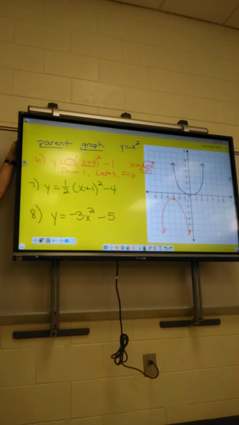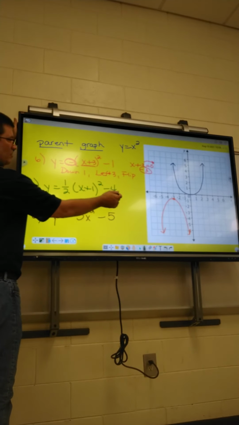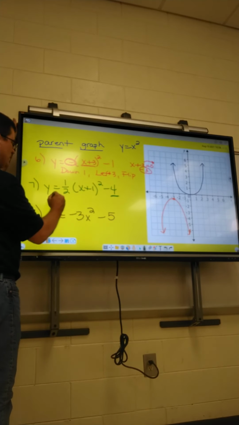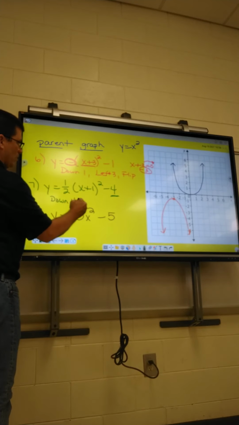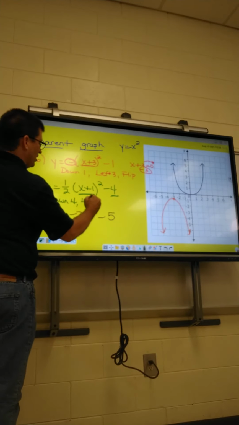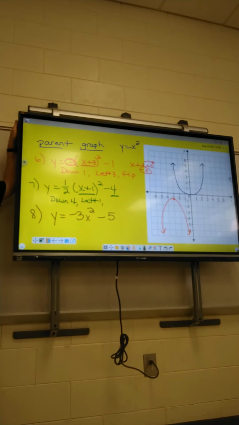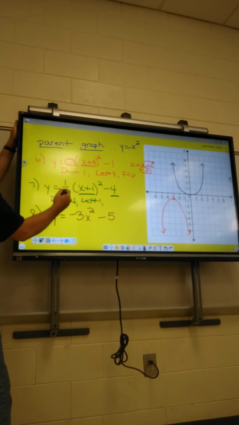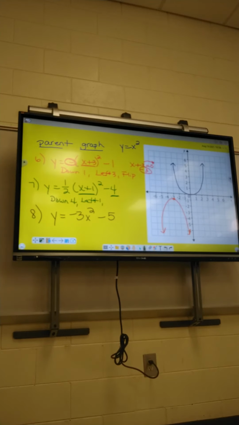All right, let's go to number 7. Start in the back again. Where's that going to move? Down 4. How about inside the parentheses? Left 1. Anybody got a question why it's left 1? All right, then the 1/2. So 1/2 is either going to make it really, really wide or really, really thin. Do y'all remember which one a fraction does? If it's a fraction, it smushes it, and when you smush it, it gets fat. It compresses it.